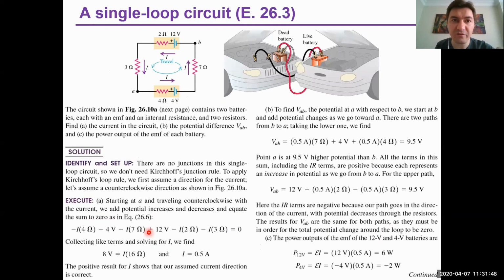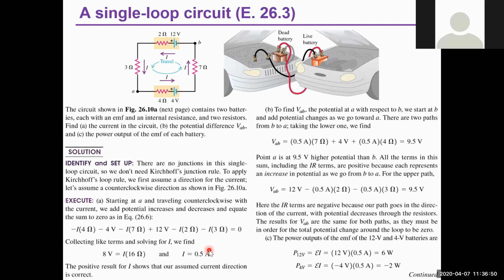So now here we have positive 12 volt from that EMF source. And we have the internal resistance of that EMF here, which is given by 2 ohm. The direction of the current and direction of the travel are the same. So minus I times 2 ohm here. And here we have another resistor, same direction of the current and the loop, minus I times 3 ohm. All the voltage contributions must equal 0 according to Kirchhoff's loop rule. Then I can get 8 volt equal to I times 16 ohm. Then the current within the circuit can be calculated as 0.5 amp. Any question in that part? This is the application of Kirchhoff's loop rule.